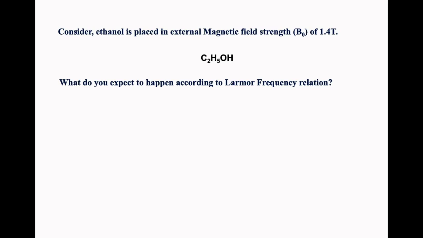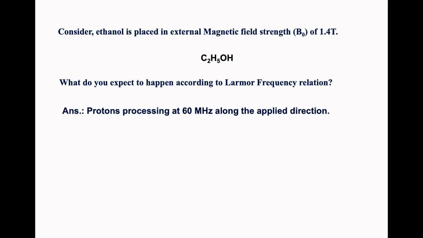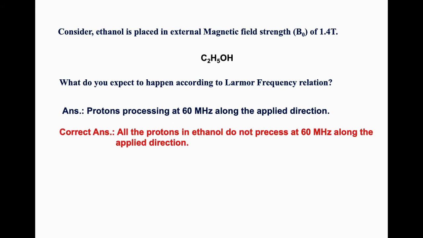So according to the Larmor frequency relation, what do you expect? Well, from the discussion we had till now, since there are 6 protons in the ethanol molecule, the 6 protons will be resonating at a frequency of 60 megahertz along the applied field direction. This is what we normally answer when somebody asks. But in principle and in practice, this is not the case. All the protons do not precess at 60 megahertz along the applied field direction, but instead they resonate at different frequencies other than 60 megahertz.